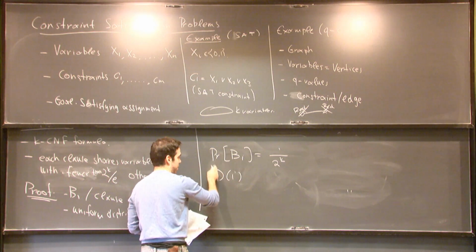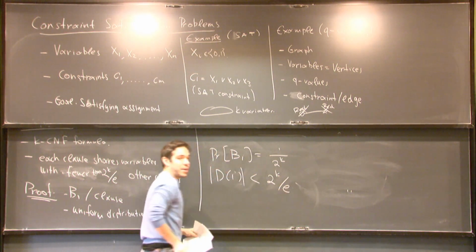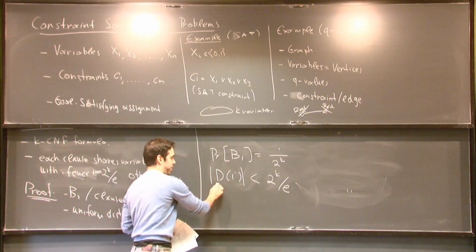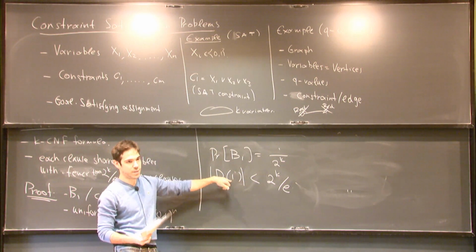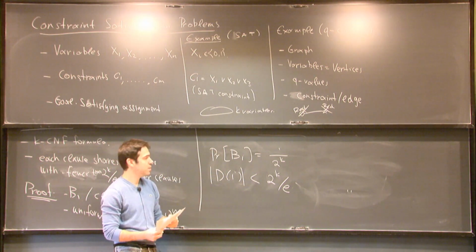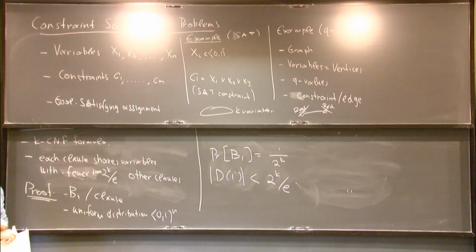And because we know that each clause shares variables with fewer than this many clauses, for each bad event the set di is less than 2 to the k over e. This is the set of clauses that share variables with clause i. So these are the only dependent events. And basically then you just apply this, and you are done.